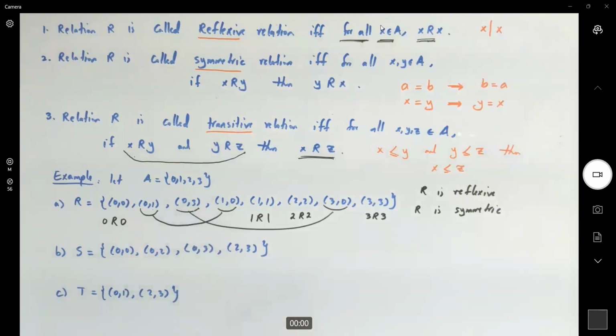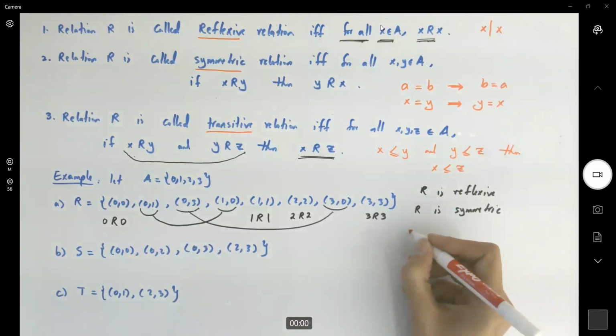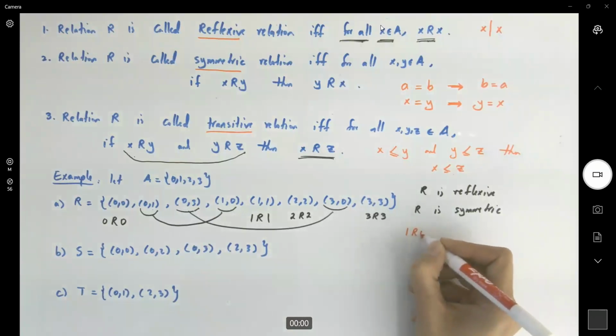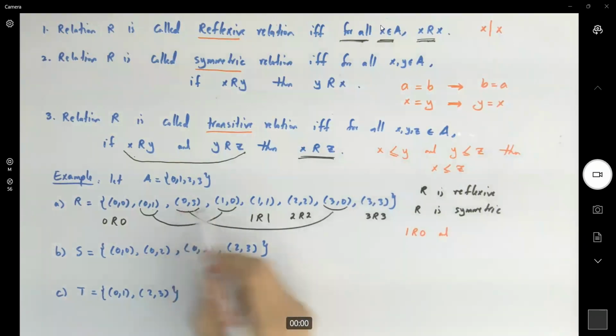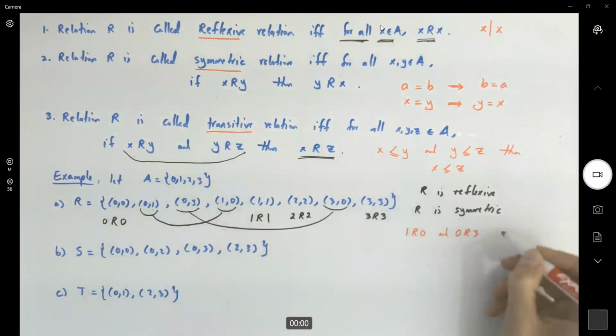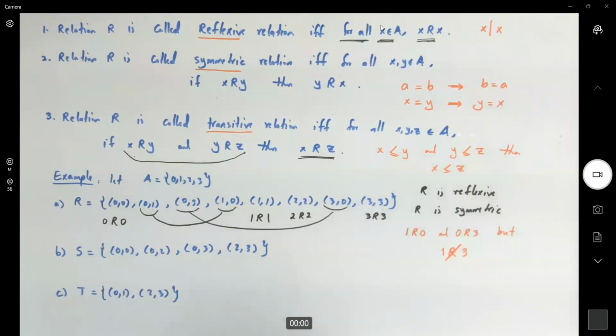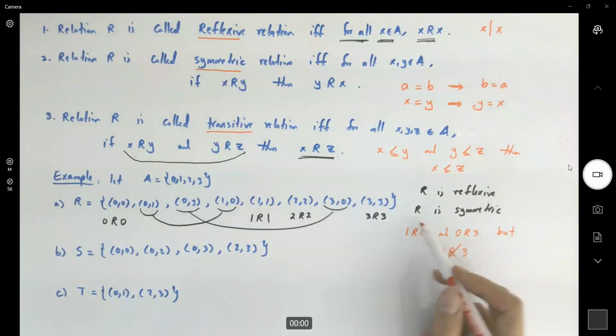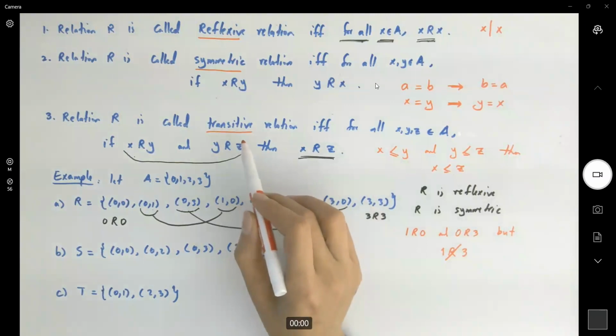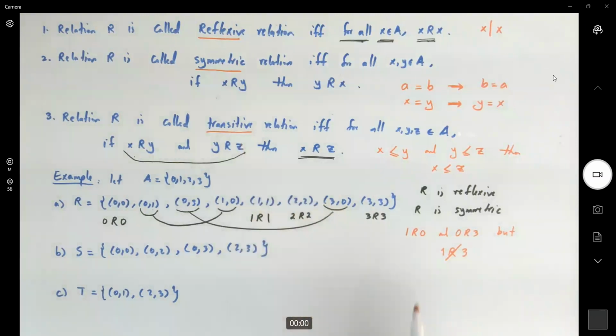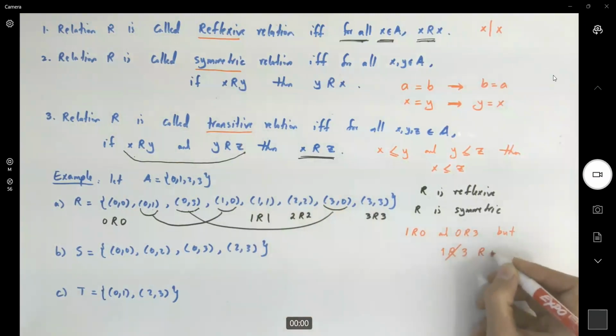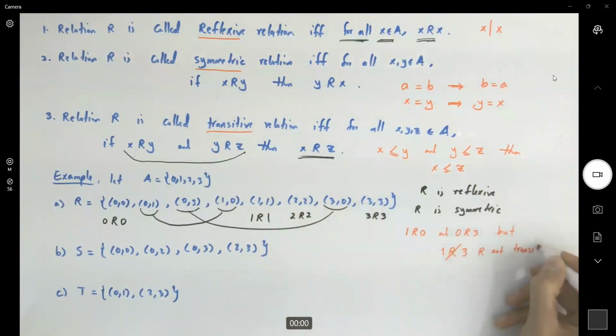So take a look. 1 is related to 0, and 0 is related to 3, but 1 is not related to 3. Okay, I found the one that makes R not to be transitive. So my R is not transitive. So R is not transitive. Okay.